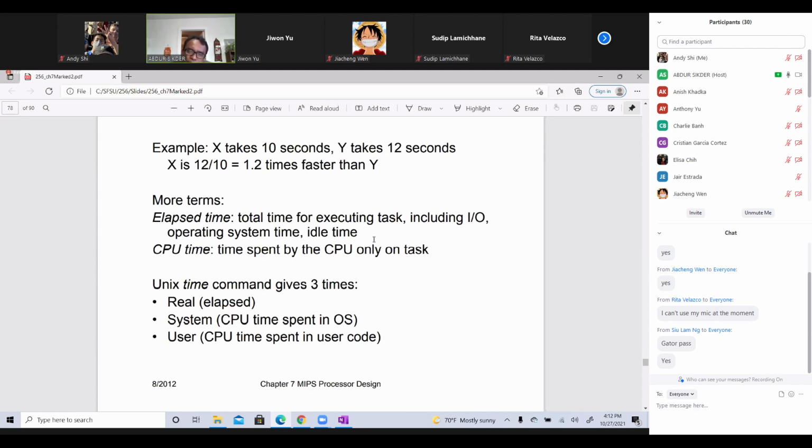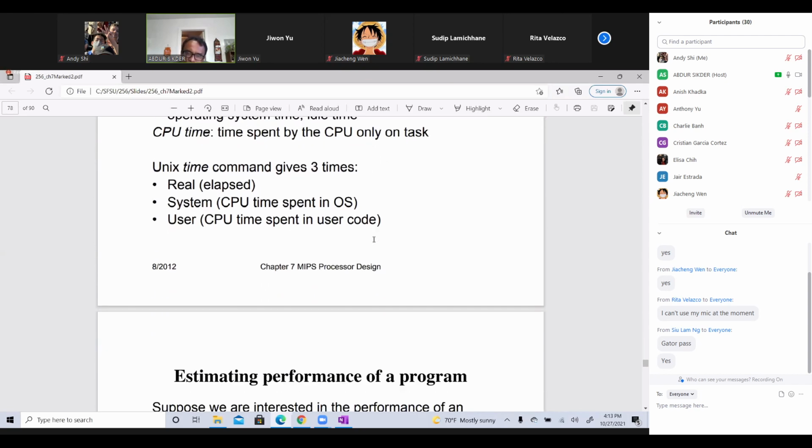More terms. Elapsed time: the total time for executing tasks, including input, output, operating system time, and idle time. CPU time: the time spent by the CPU on only one task. The Unix time command gives three times: real, system, user. So you can check it when you run it.